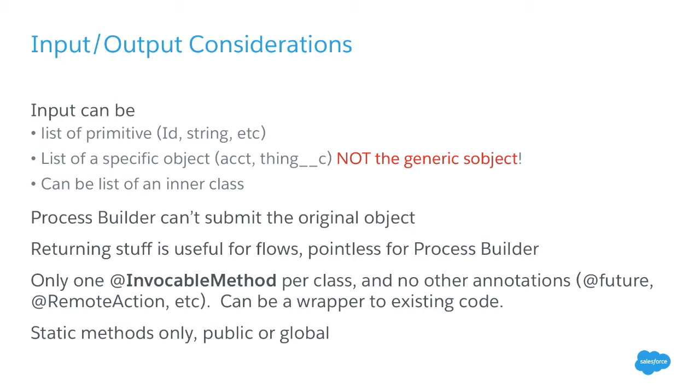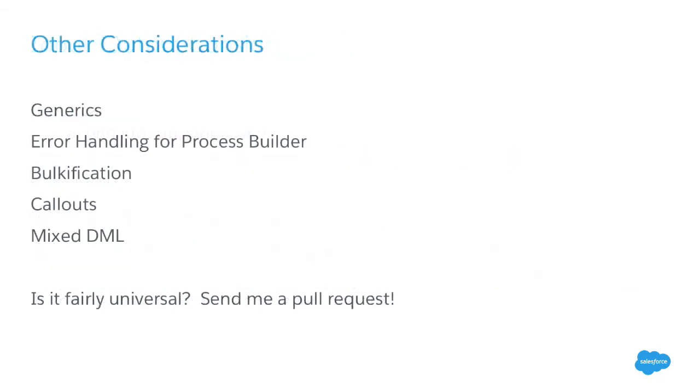My least favorite is one invocable method per class. My first thought was, oh, I'll put lock and unlock in the same class. Nope. For whatever reason, we have a strict rule here. And then static methods only. So just like your remote actions and your Aura enabled, they have to be static, no member variables and all that. We've talked about how generics are useful.